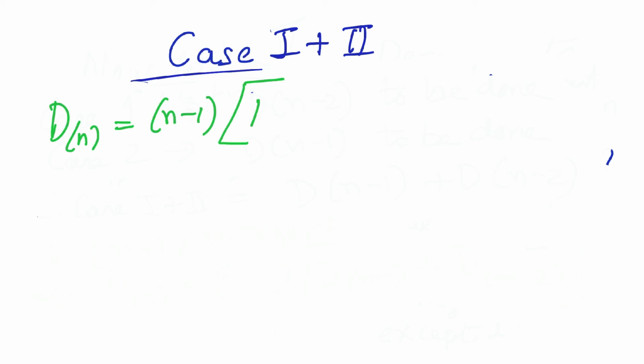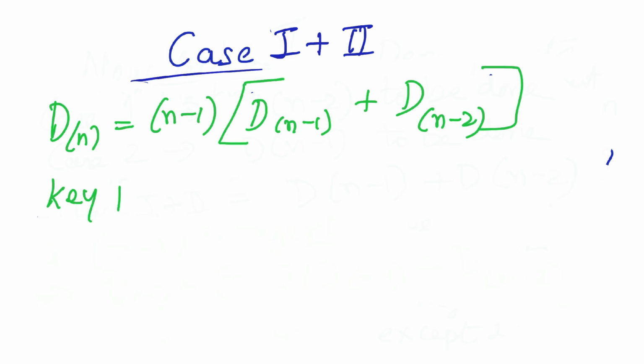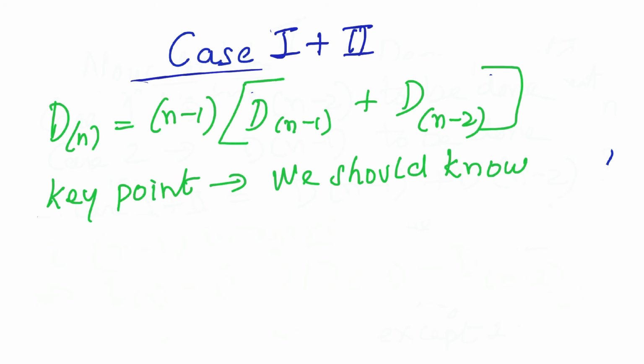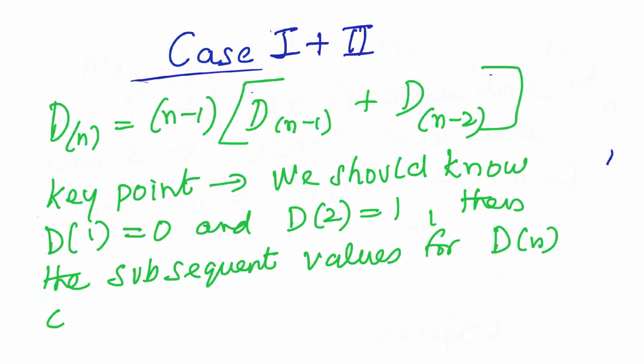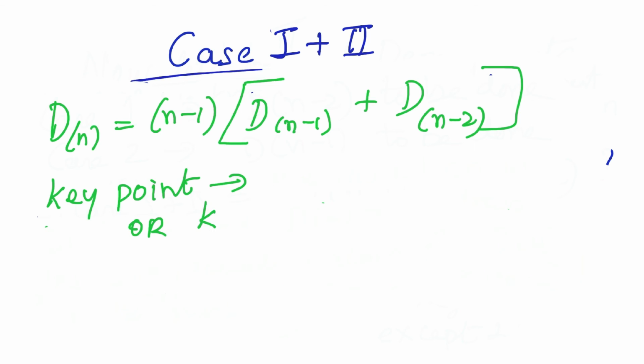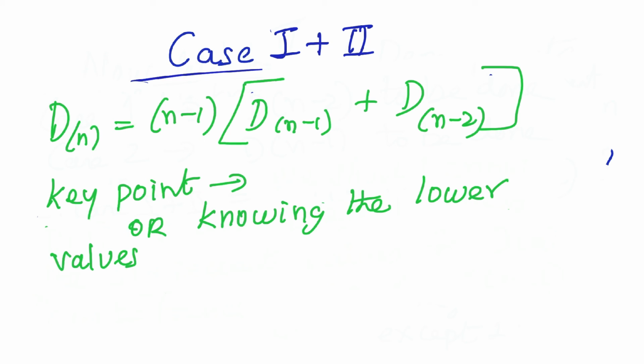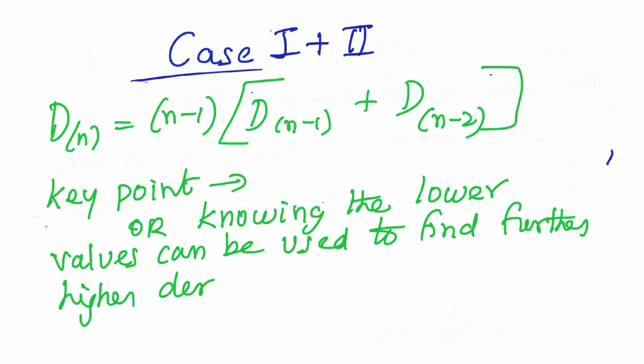So what is interesting about this? What is important about this? The key point here is that if we already know the derangement of the earlier values, or the beginning values, we can subsequently calculate the values for the higher derangements. So the key point is that knowing the lower values can be used for finding further higher derangements.